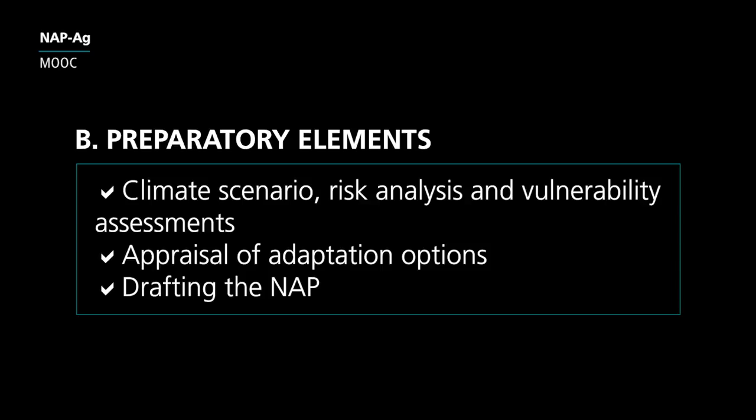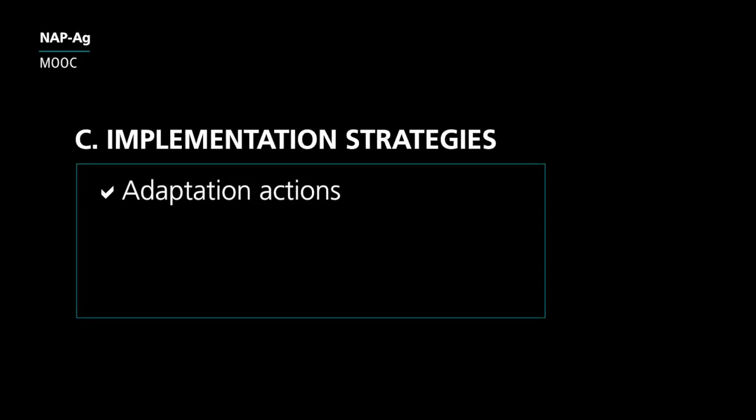After the preparatory element B, element C is about implementation. This does not mean that all previous activities related to stock taking and capacity building have ended. In fact, new information may become available at any point and can be used to enhance the NAP process. During element C, focus shifts to adaptation actions which can be prioritized within the country's long-term planning and implementation process.